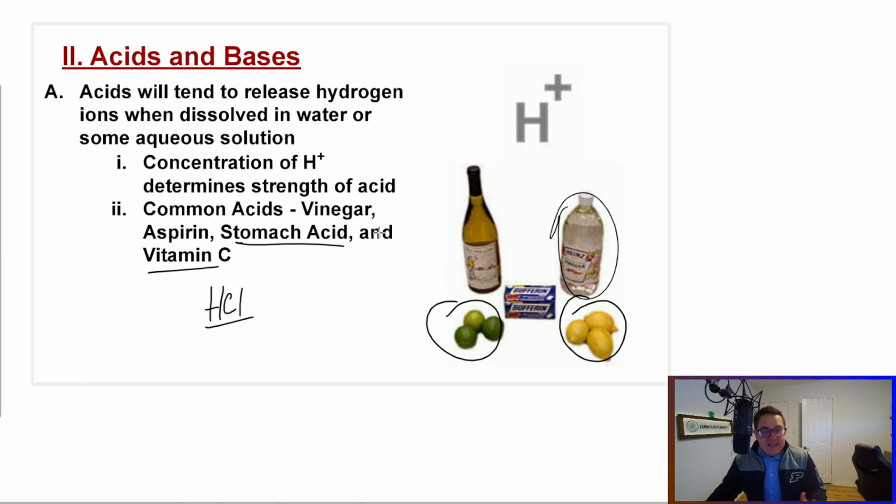But in any case, what do all of these want to do? Well, when they're dissolved in water or in a solution, they tend to donate protons. They tend to donate hydrogen ions. And when they do that, they cause a chemical reaction called an acid-base reaction or an acidic reaction. And that's why if you were to pour a strong acid on your skin, you might get slight irritation or it could eat through your skin. It really depends upon the concentration of those hydrogen ions.